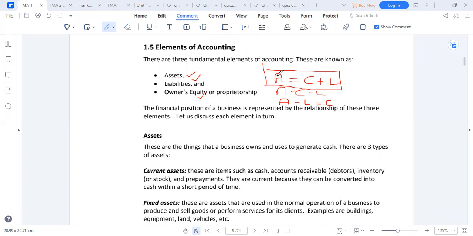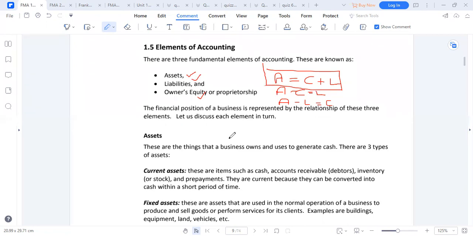So what are assets? Assets are things that the business owns or uses to generate what? Cash. Capital is simply the money that a company or organization starts with. Liabilities are simply the borrowed money. So collectively, when we add these two, they make up our assets. From the assets, when you subtract the capital, what remains is the liabilities. From the assets, when you subtract our liabilities, what we remain with is the capital. So this is what we call the accounting equation.